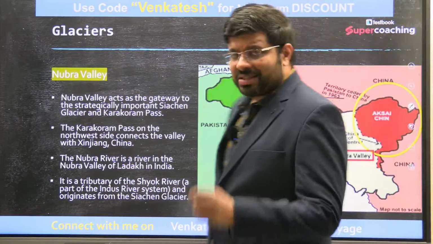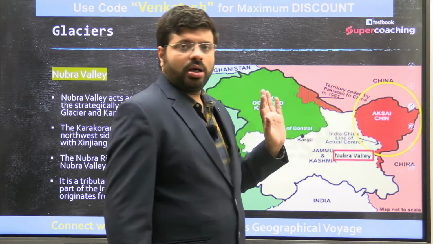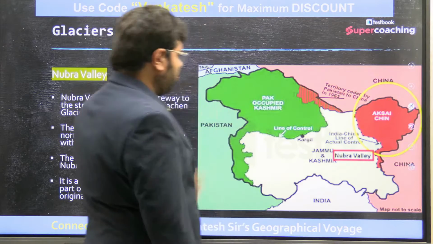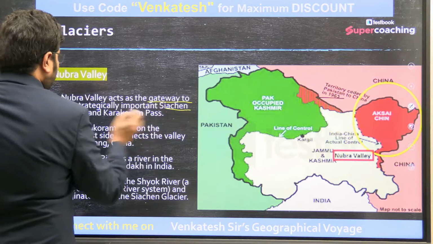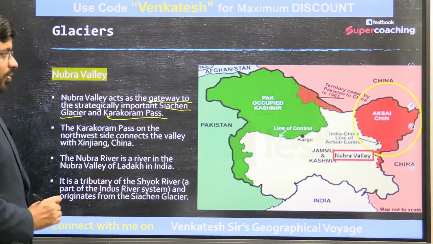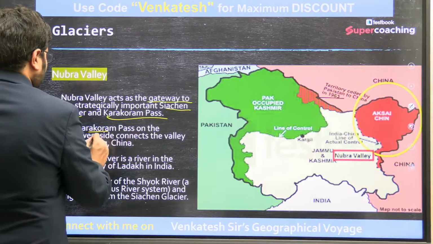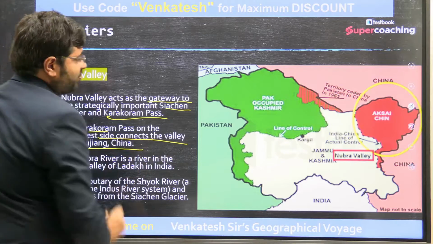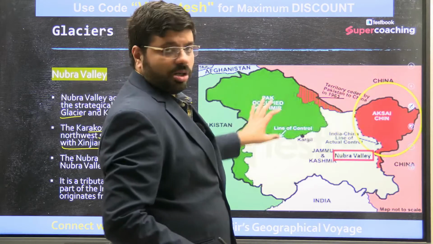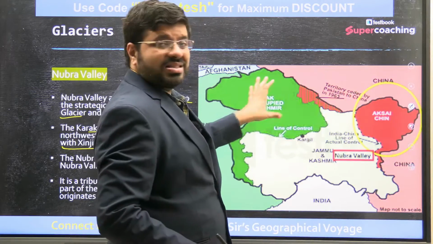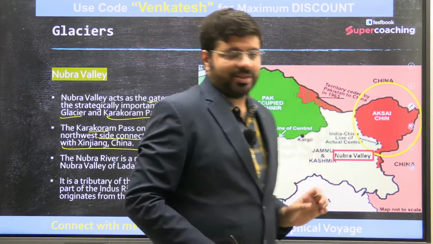Then you see, very south of that, maybe not a glacier, but this Nubra Valley, just south of the Siachen Glacier, you do find Nubra Valley. This Nubra Valley is the gateway to the strategically important Siachen Glacier and the Karakoram Pass, mountain pass. The Karakoram Pass on the northwestern side connects the valley with Xinjiang of China. You all know this is the Xinjiang of China. This is the Aksai Chin. This is the Pakistan occupied Kashmir, the Gilgit-Baltistan region, Baltistan, Gilgit and all. And the Chinese region is the Xinjiang Valley.